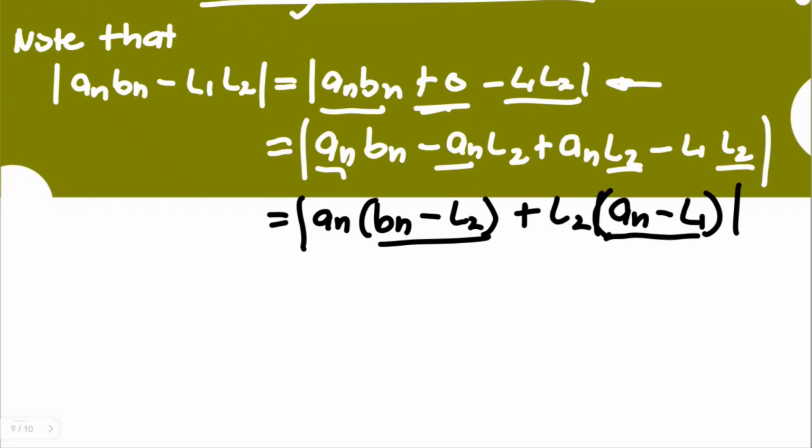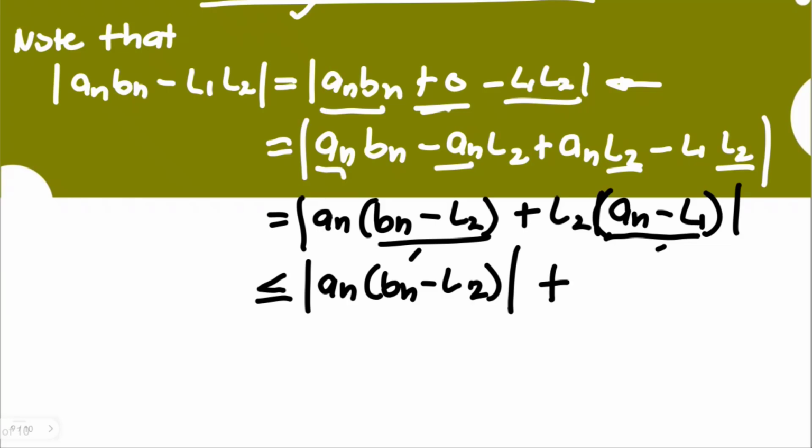Now from this, since they are yet to be broken down, let us use the triangle inequality, which tells us that if we have an absolute value of a sum, we can break it out, stating that the entire expression is less than or equal to the sum of the individual absolute value notations. So you have here the absolute value of a sub n times b sub n minus L sub 2, plus, again, the individual absolute value notations.